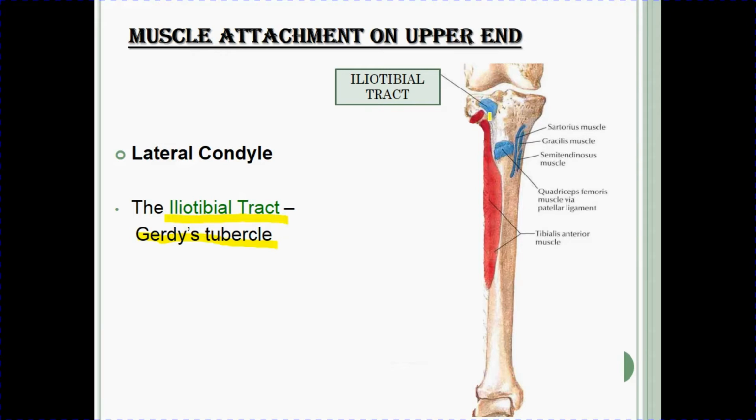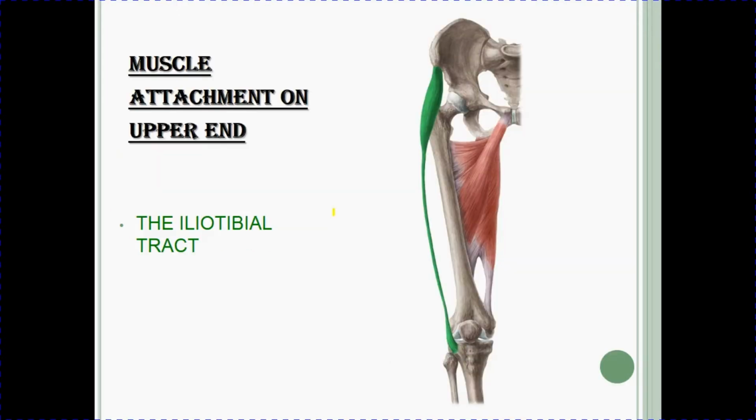Now look into the figure. This is the point of insertion of the iliotibial tract. The iliotibial tract is inserted on the Gerdy's tubercle, and the Gerdy's tubercle is present on the anterior surface of the lateral condyle of the tibia. In this figure, you can see this is iliotibial tract, and the iliotibial tract is attached on the Gerdy's tubercle, or you can also say the anterior surface of the lateral condyle of the tibia gives insertion to the iliotibial tract.